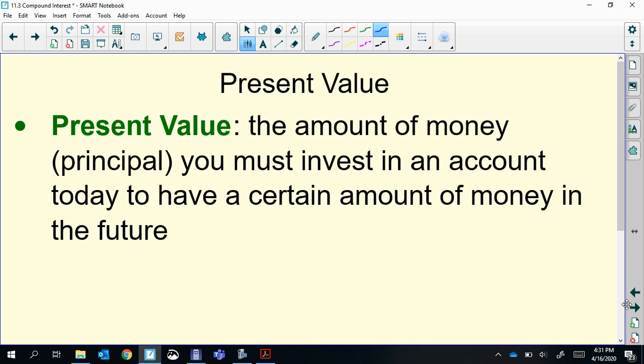All right, so present value: the amount of money or principal you must invest in an account to have a certain amount of money in the future. So you're just trying to figure out what you need to invest so that you have a certain amount of money in the future. Like if you wanted to be a millionaire at age 67, you'd have to figure out how much you'd have to invest now.